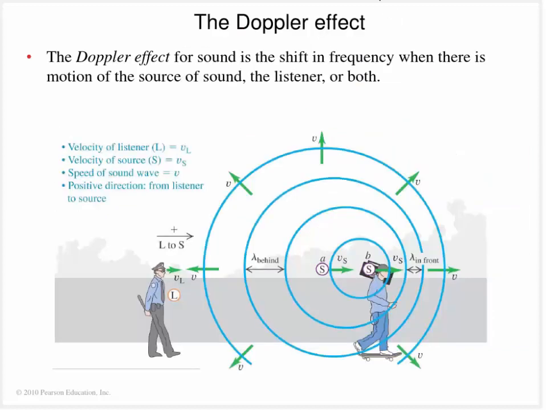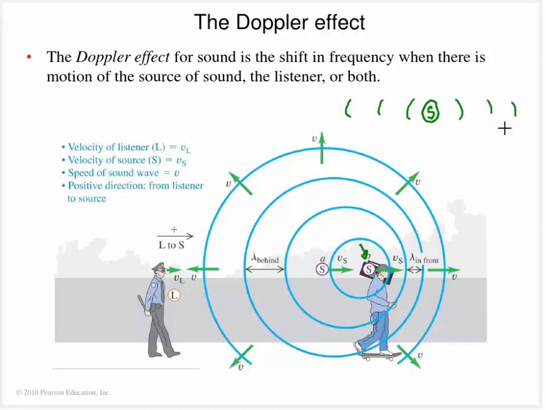Now lastly, I want to change gears a little bit and talk about something called the Doppler Effect, which is going to answer the question, what happens if the source is moving, or what happens if the listener is moving? So picture for a second that you're walking down with a boombox and it's putting off some sound. And if you're not moving, then what you're putting off is sound waves that are going to kind of be equally spaced just like this.